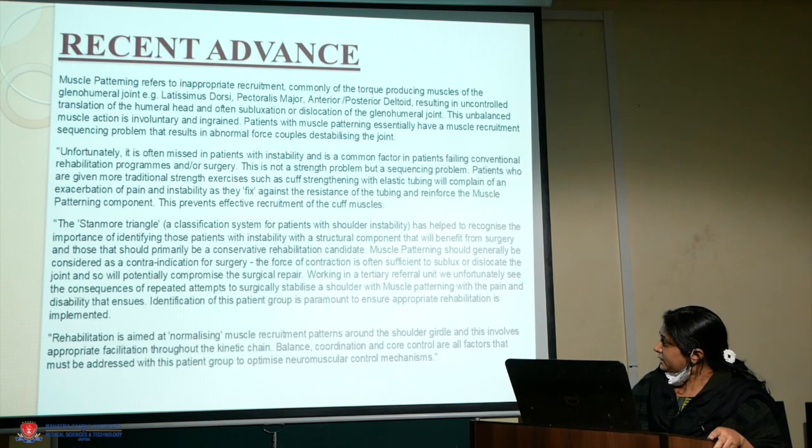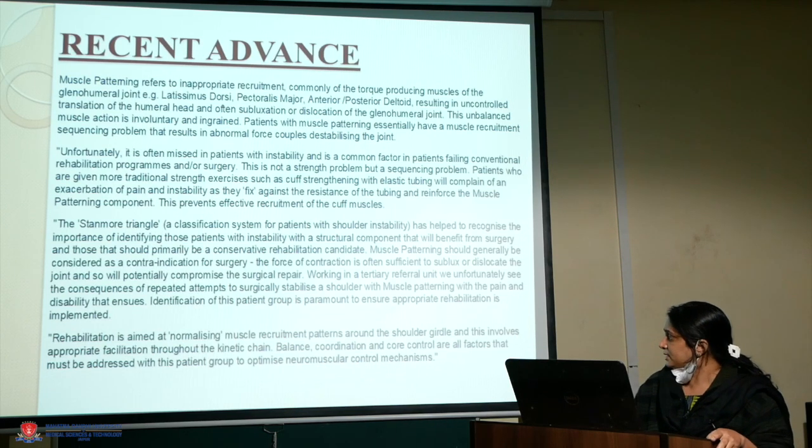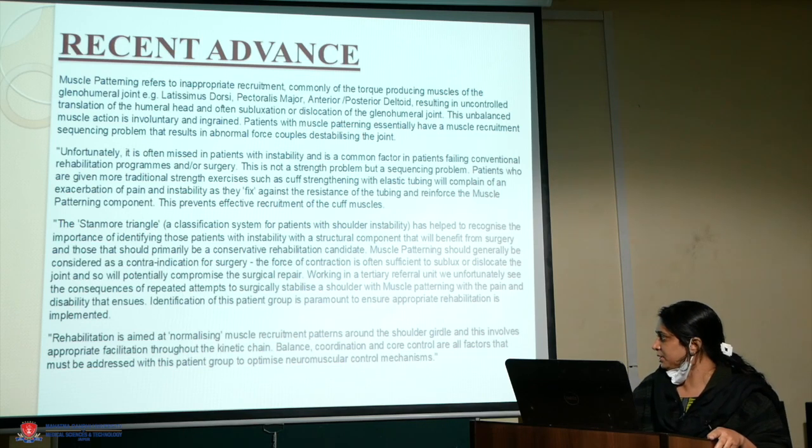This is about the recent advances. So in the last, the rehabilitation is aimed at normalizing the muscle recruitment patterns around the shoulder girdle, and this involves appropriate facilitation through the kinetic chain. Balance, coordination and core control, all the factors must be addressed with this patient group to optimize the neuromuscular control mechanisms.